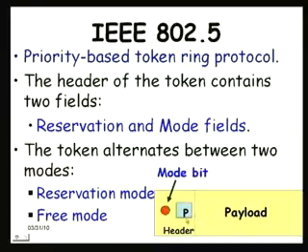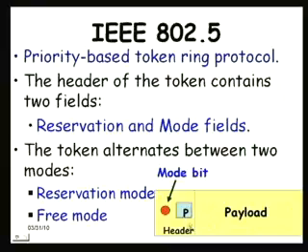So, the way it works is that the stations make a reservation in the reservation mode. When the mode bit is in the reservation mode, they make a reservation. If they find that the reservation field has a lower priority than the priority of the message that they have, then they write their own priority value here. But just writing the priority value here does not indicate that they will get the token next time, because another node might have a higher priority message which will replace it.